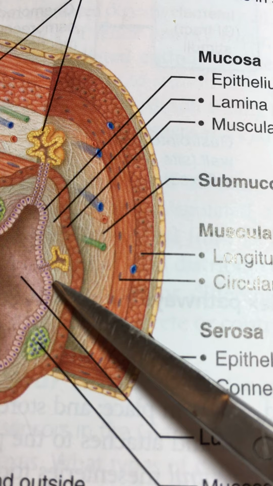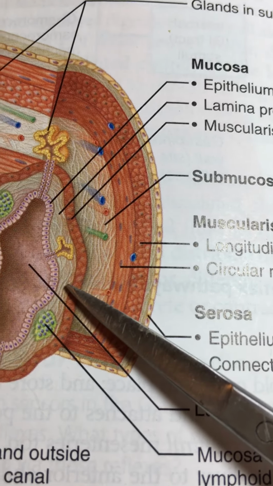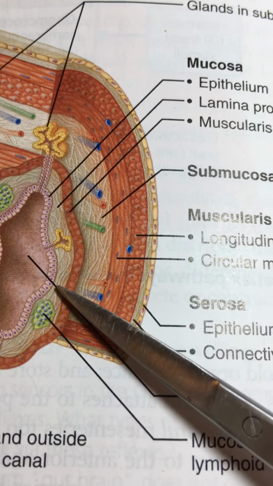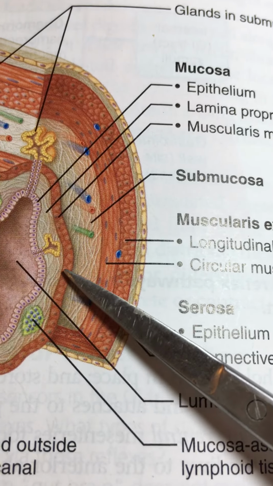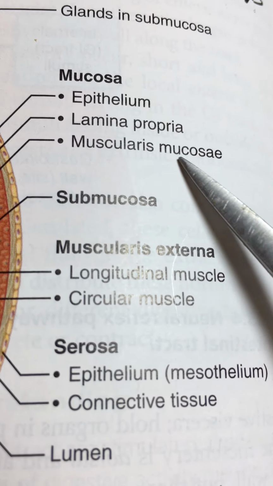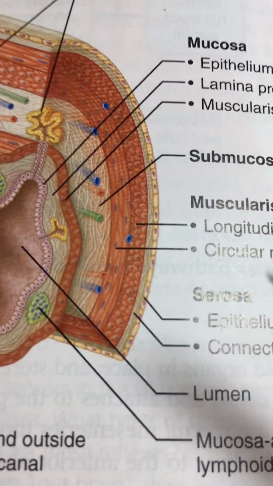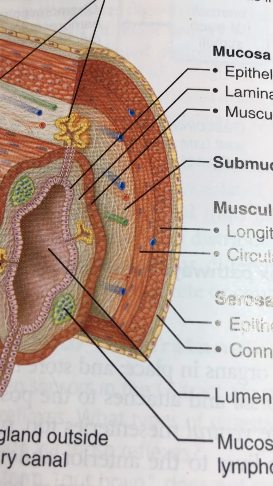And through here, we have the lamina propria here, which has many capillaries and lymphatic capillaries as well as blood capillaries. And then we have what's called a muscularis mucosa, which is the dividing line between the mucosa and the submucosa. So that completes that picture right there.